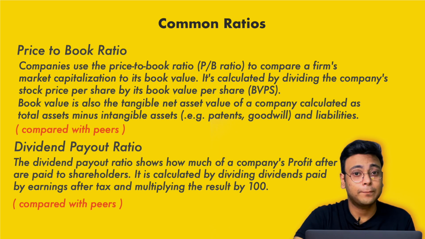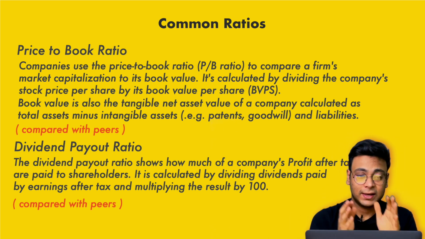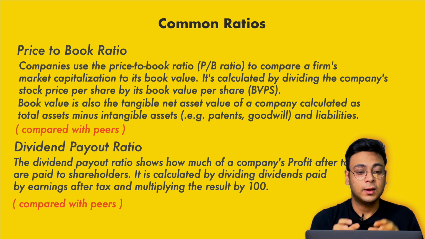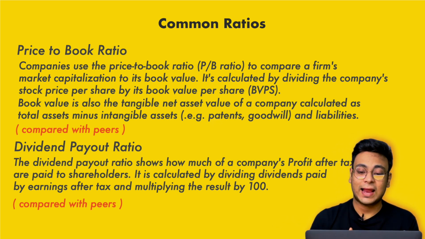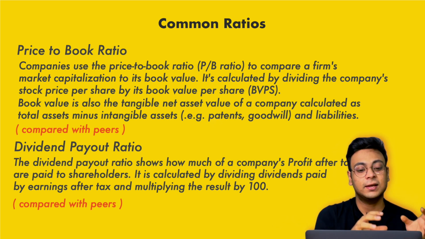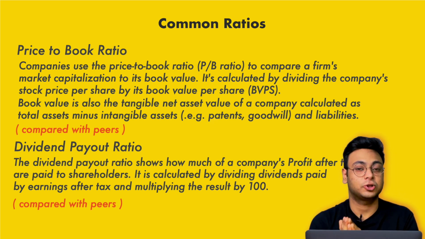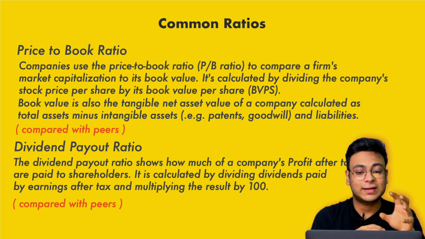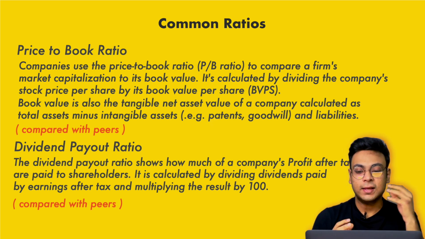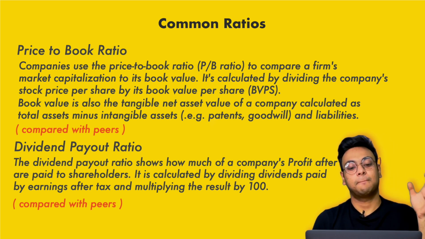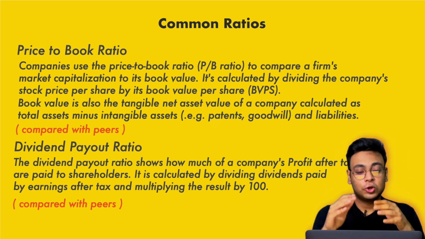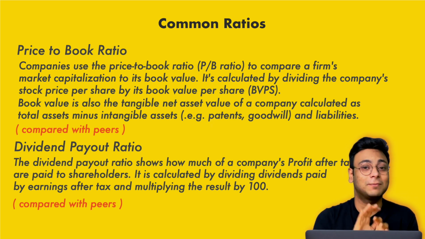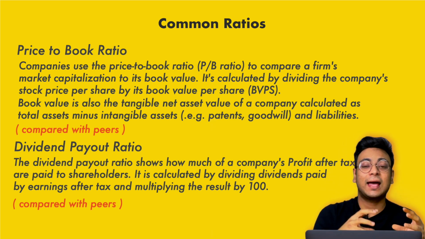Fifth ratio, which is very important when we look at banking stocks, is the price to book ratio. Now, companies use the price to book ratio to compare a firm's market capitalization to its book value. It is calculated by dividing the company's stock price per share by its book value per share. Book value is also the tangible net asset value of a company, calculated as total assets minus intangible assets like patents, goodwill, and liabilities.